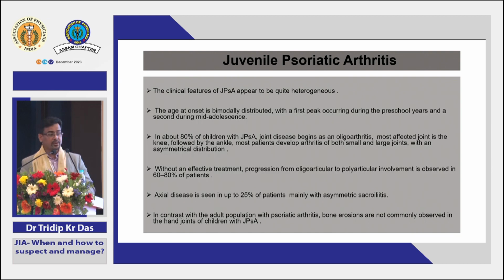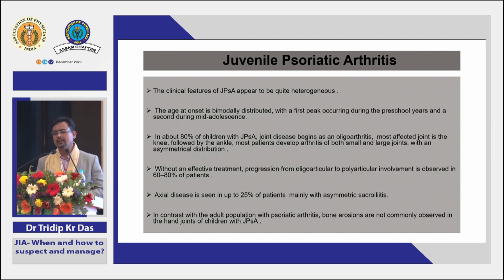So juvenile psoriatic arthritis, the features of JIA appear to be quite heterogeneous. So these also have a bimodal distribution. One is a very early age of preschool, and the other may be late childhood. Over here, 80% of the patients of psoriatic arthritis basically present with oligoarthritis. And the most common joint involvement is the knee, followed by the ankle. So if you are not going to treat this patient, definitely from oligoarthritis, they are going to go into polyarthritis. So axial involvement is also very much common in this case.